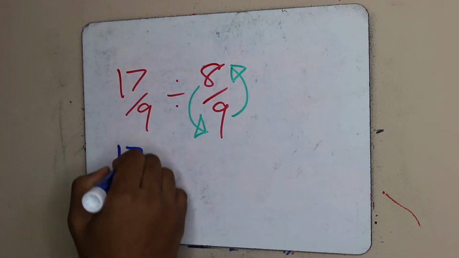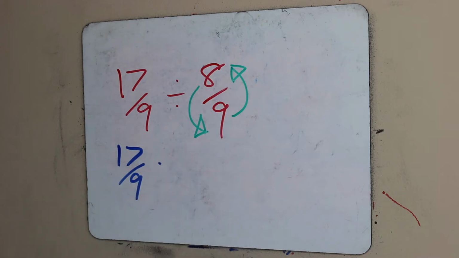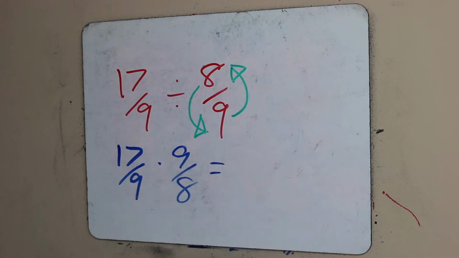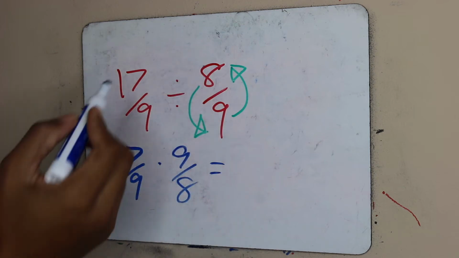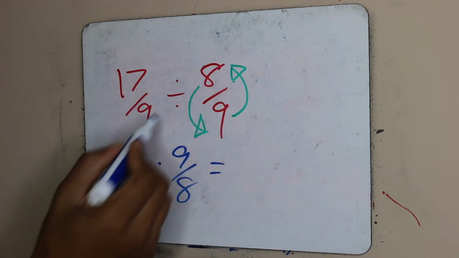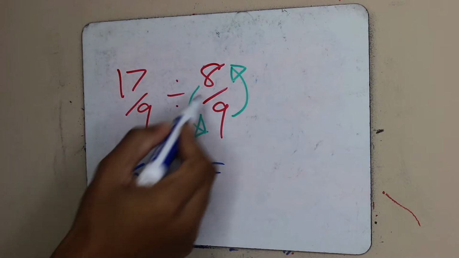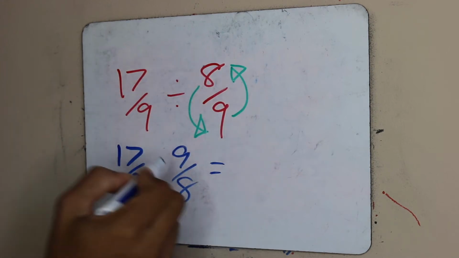Okay, 17 over 9 times 9 over 8. Okay, you see that? It was 17 over 9 divided by 8 over 9. When you multiply by the reciprocal, you now multiply instead of divide, right? That changes. And then you have a flip here, a reciprocal. And that's what you have here.